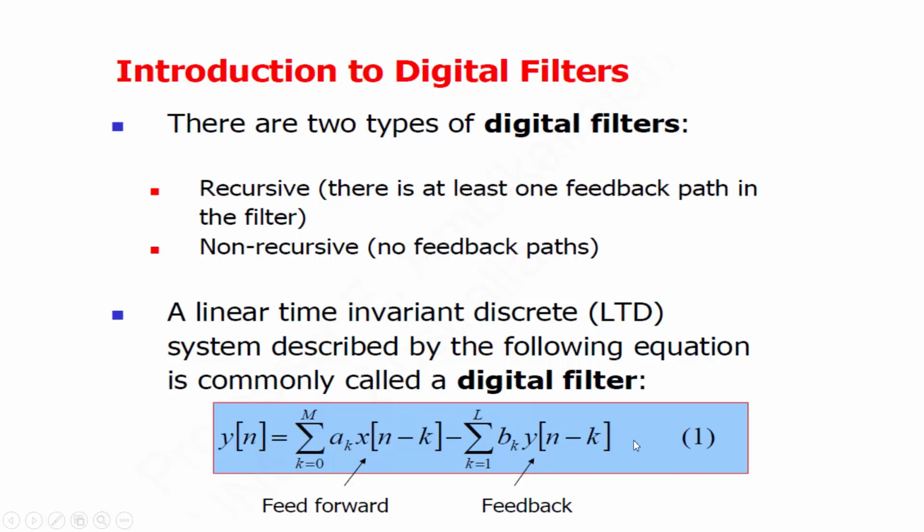This is a general equation of the digital filter. Now this portion of the equation represents the feed forward path and this portion of the equation represents the feedback path. In the case of a recursive filter, there will be at least one feedback path in the filter. So at least one term will be present in this equation for a recursive filter, whereas in the case of a non-recursive filter, this term will go to 0. Let's look at these details in the next slides.